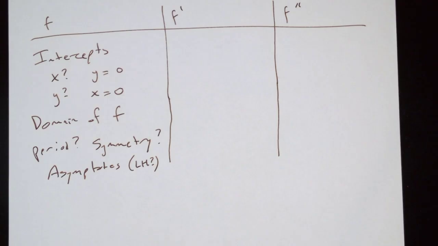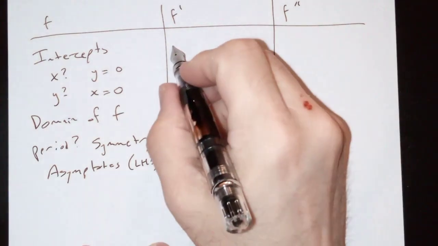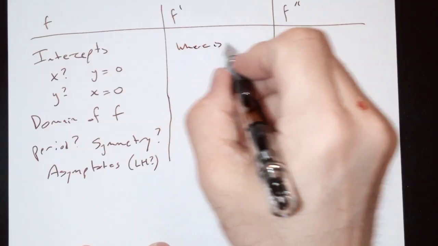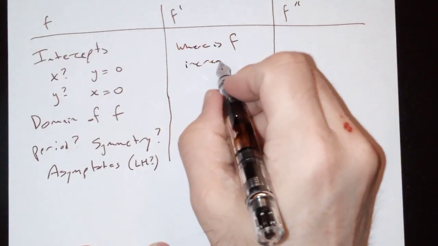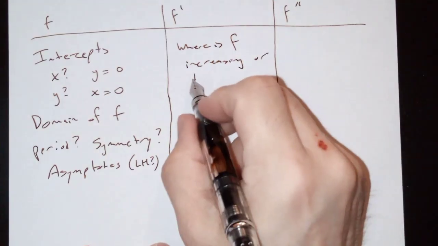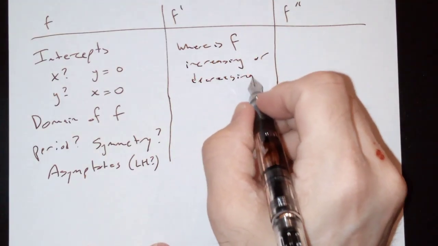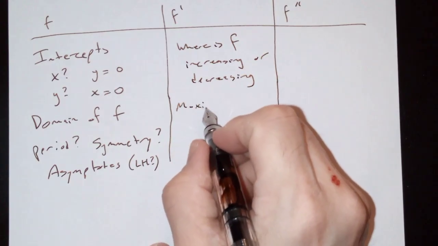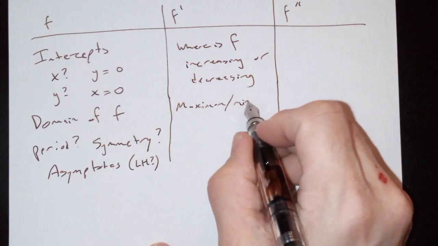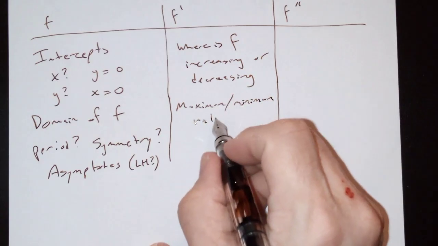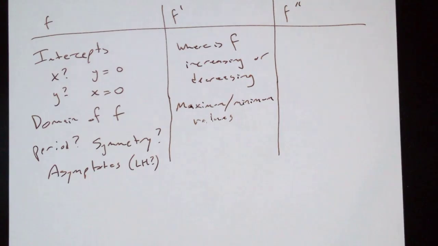Okay, wait a minute. So I get maximums and minimums. Hey, wait a minute. That piece right there should give me most of the information that I need for my window.